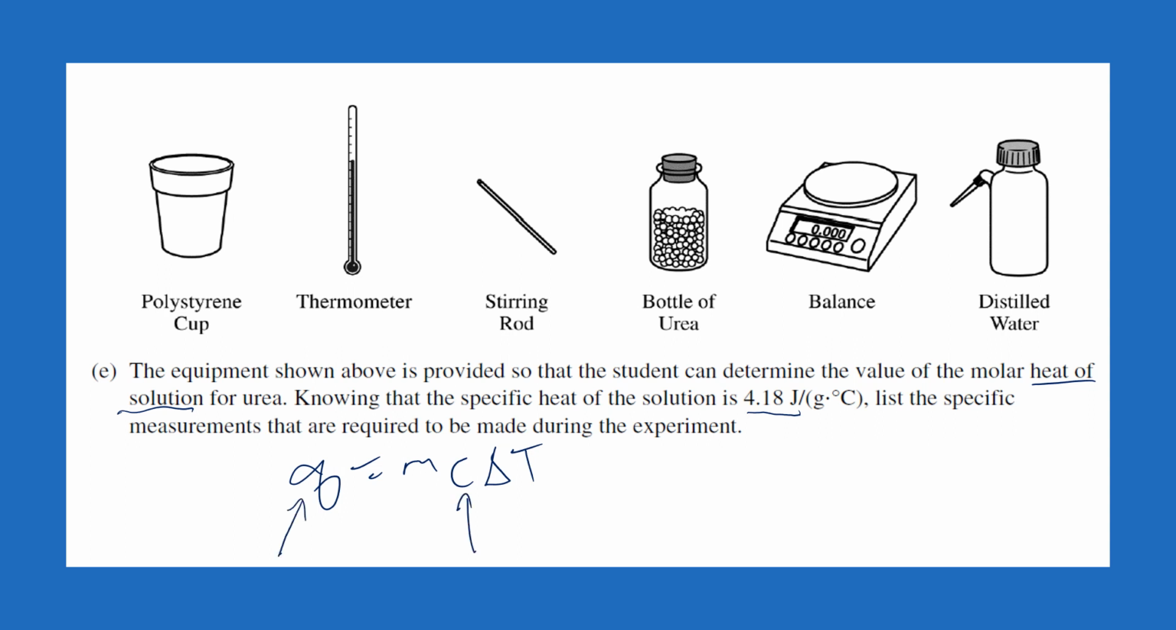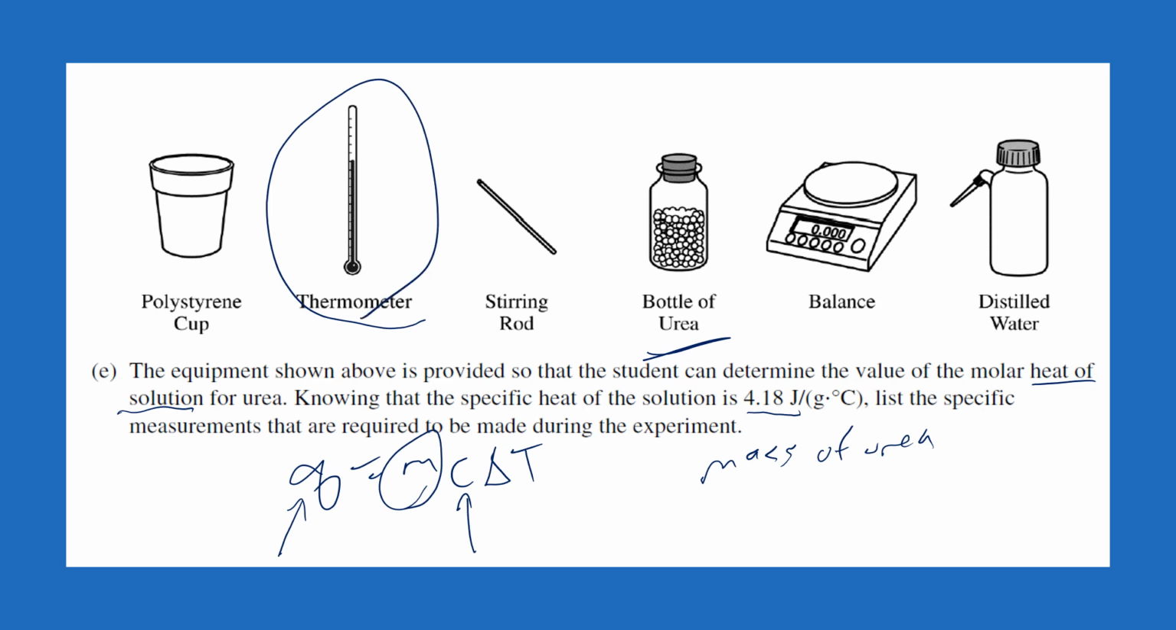So all we need to do, the measurements, we need to measure the mass of the urea, and you would need to measure the change in temperature. So I think the most accurate way to answer this is to say record the temperature before and then the temperature after, because those are the specific measurements. Then you can subtract to find your change, but that's a calculation, that's not a measurement.